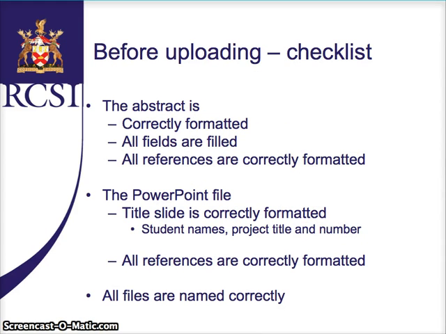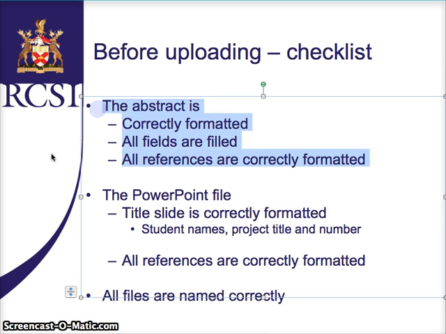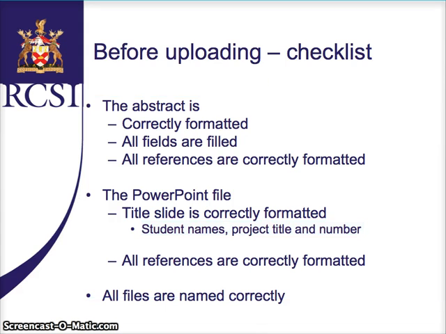So before you finish up, it might be worth your while looking at a checklist and asking yourself, is the abstract correctly formatted? Are the fields filled? Are the references correctly formatted? And then in the PowerPoint file, is the title slide correctly formatted? And what we want there is your names, yourself and your partner, your project number, and project title. So it would be just 2 names, whatever the project is, and its number. So we know exactly who you are and what you're saying, and we can refer to the abstract by its number while you're speaking. So very much we need to have things lined up properly.